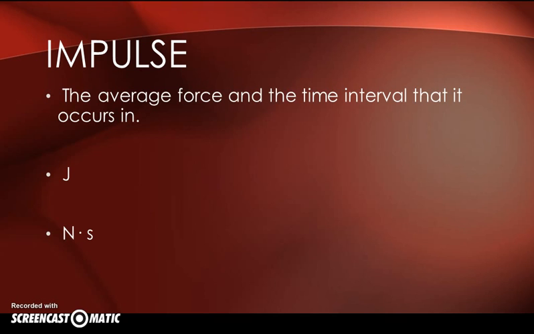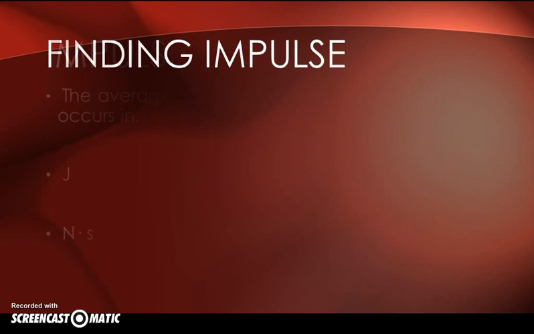Okay, so there's no new units here. We're just combining the two. So finding impulse, J, that's our impulse that we're finding. The formula is F delta T. So force multiplied by the change in time.